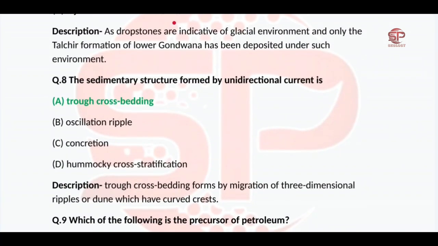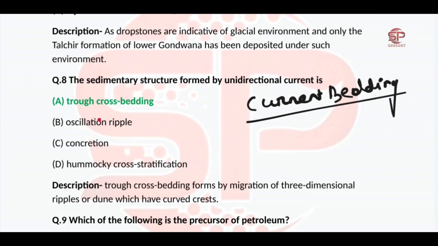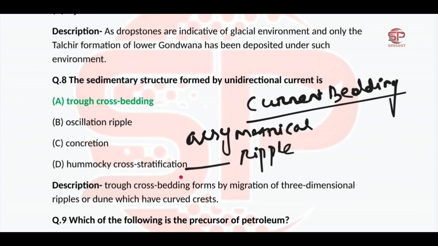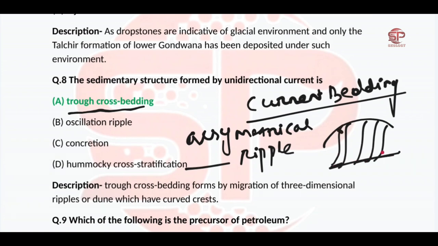Then the sedimentary structure formed by unidirectional current. The unidirectional flow produces current bedding from, you can say, asymmetrical ripple. From the migration of asymmetrical ripple, it will produce cross bedding or current bedding. When the crest of the ripple is curved, it will produce a trough cross bedding, where the bounding surfaces are both curved ones. That is called trough cross bedding. So trough cross bedding is produced from asymmetrical ripple. Asymmetrical ripple is a unidirectional feature, so trough cross bedding is also from unidirectional current.